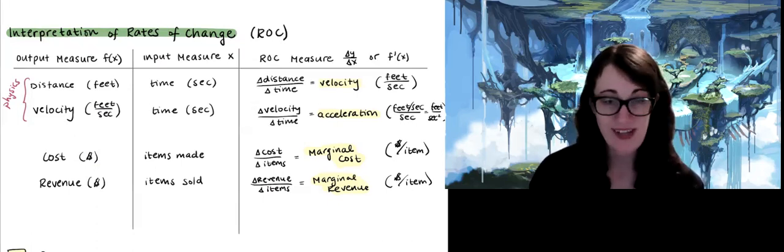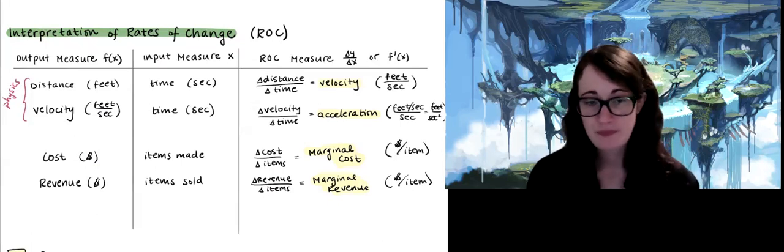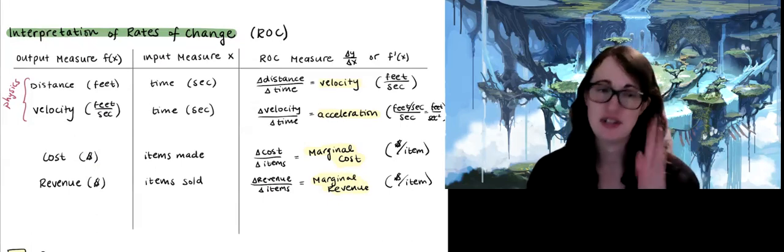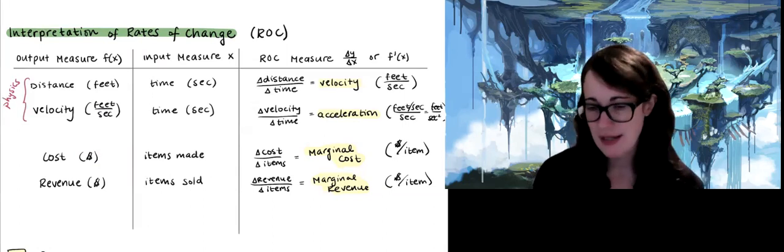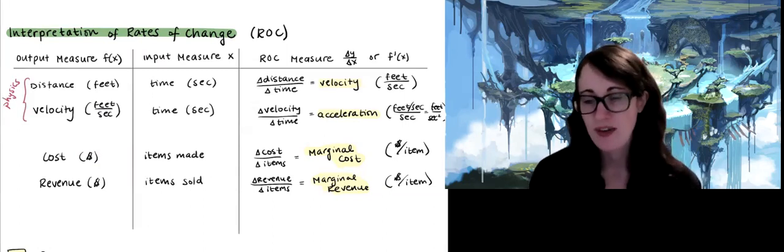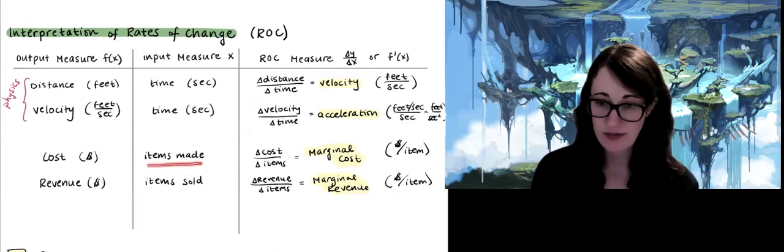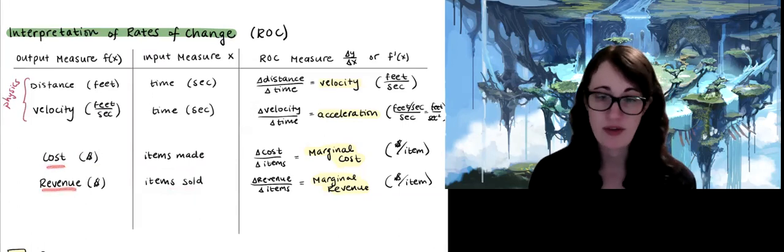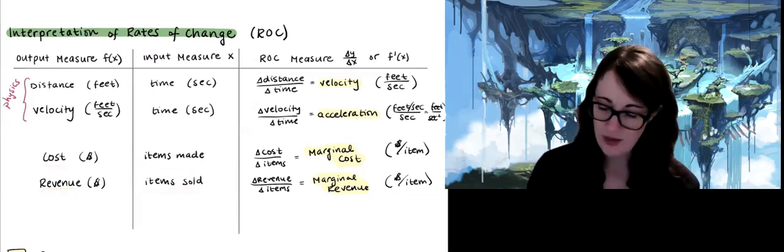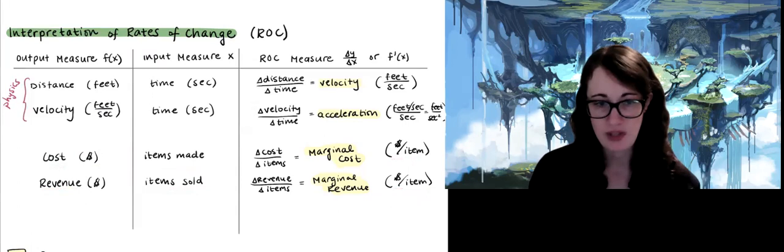So slope is always a unit change in your input. You go over one, how much does y go up? And it's the same in applications too. If you change your input by one, if you make one more item or sell one more item, how does the cost or the revenue change? So it's dollars per one item that would be the unit for that.